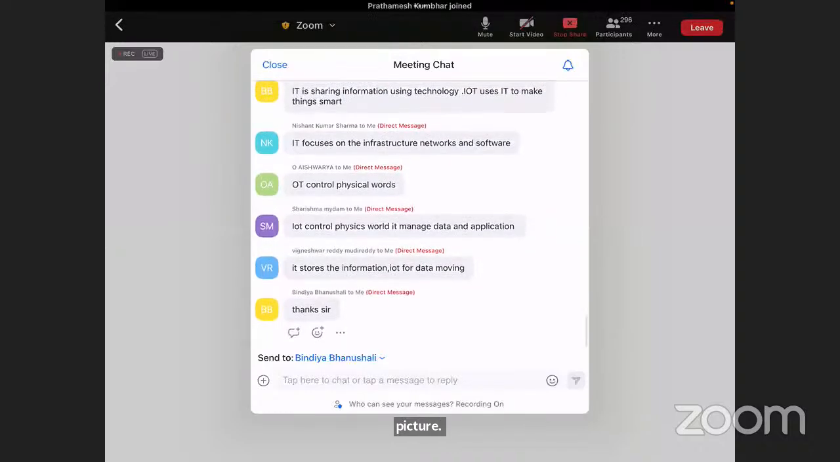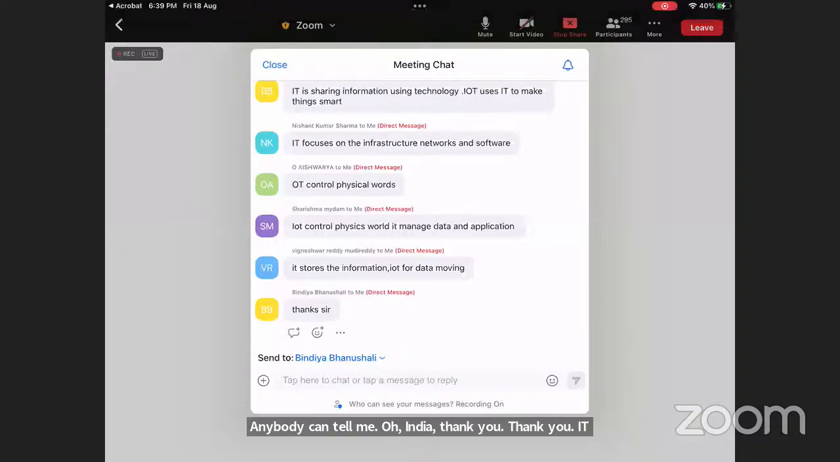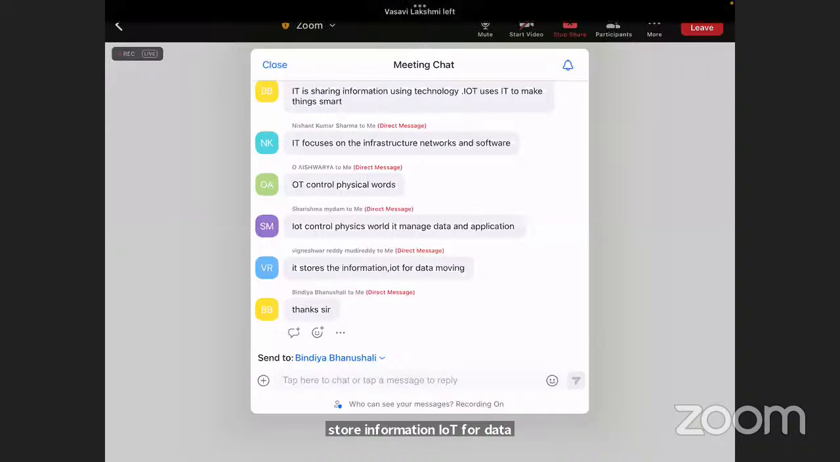Anybody can tell me? Vindhya, thank you, sir. IT stores information, IoT is for data moving. Okay. Not exactly a physical world, it manages data and application.